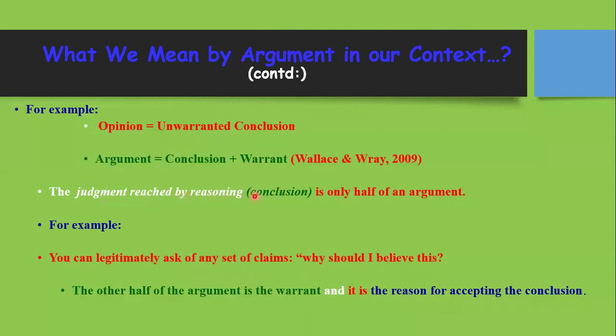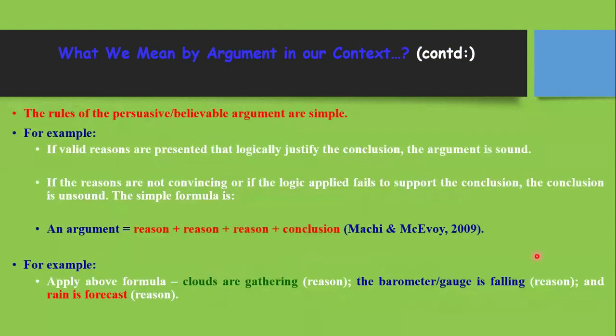So a judgment is reached by reasoning. You should have a reason. A judgment reached by reasoning is only half of an argument. For example, you can legitimately ask of any set of claims, why should I believe this? When you point out some opinion, you must ask yourself, why should I believe this? The other half of the argument is the warrant, which is basically the evidence that you provide, the reason for accepting the conclusion. The rules of a persuasive, believable argument are simple.